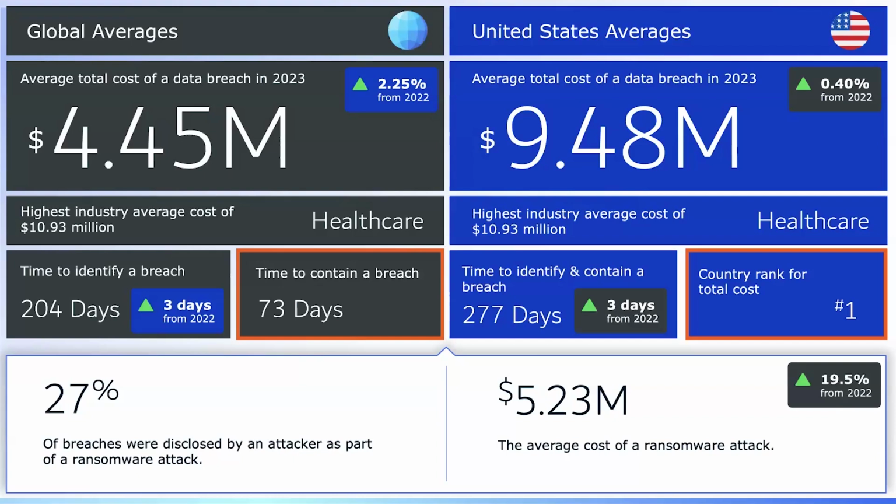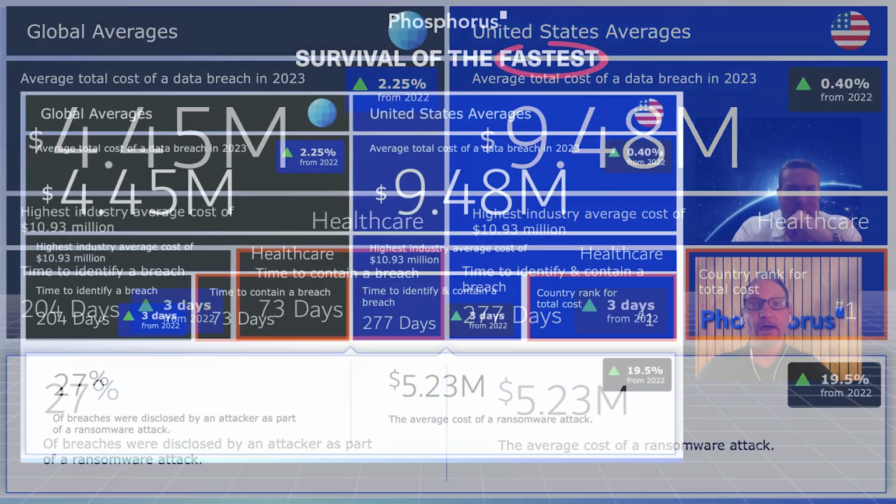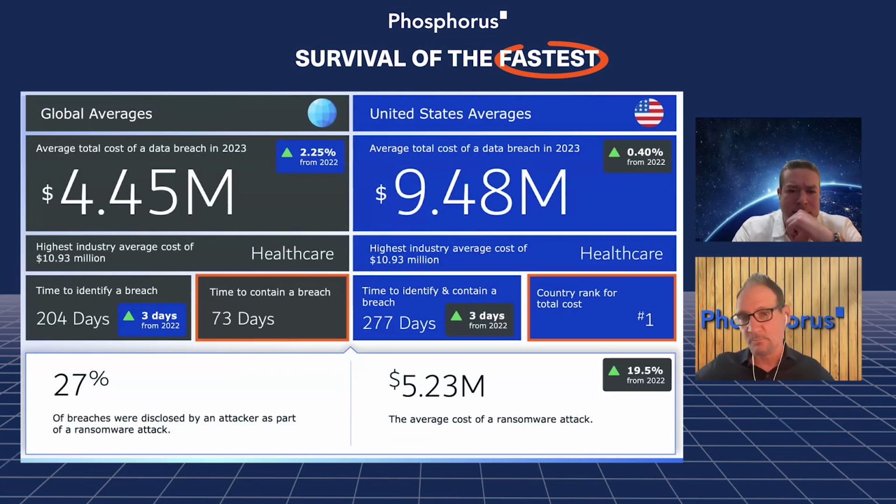Looking at the global average, it's about 4.5 million. And look at the United States. It's almost double: 9.5 million average breach in the US. It's the number one country in cost, right? Healthcare, of course, continues to win at the highest average cost. It's certainly an attacked industry. And from an IoT, OT perspective, man, they are vulnerable. There's absolutely no question. You just see the time to identify a breach and time to contain it.